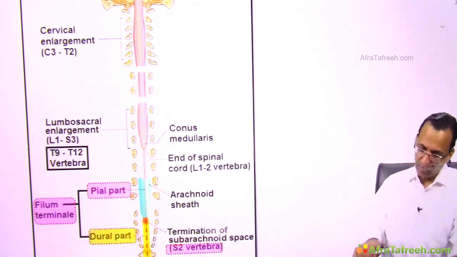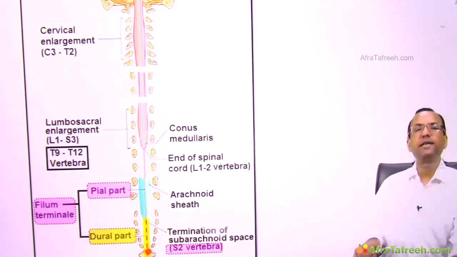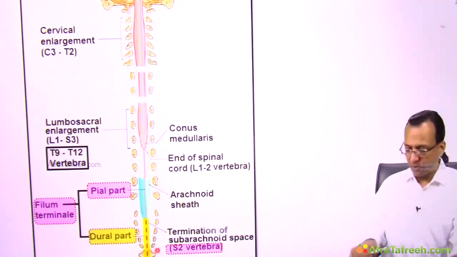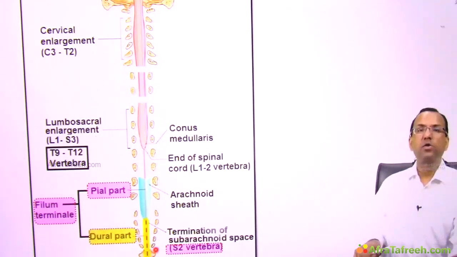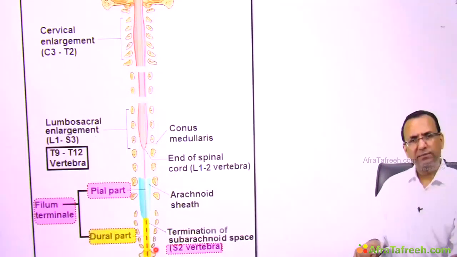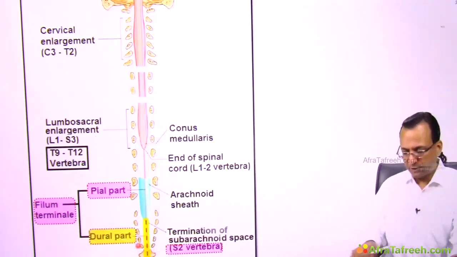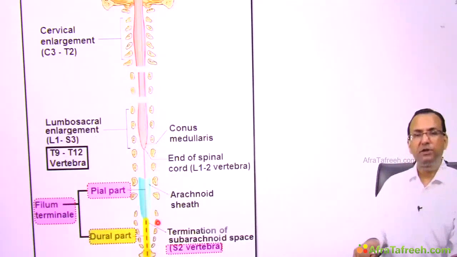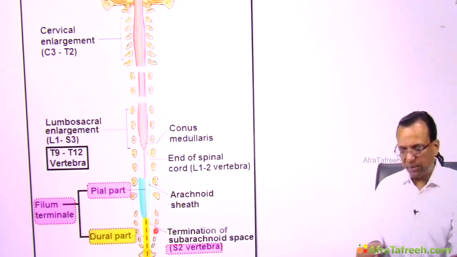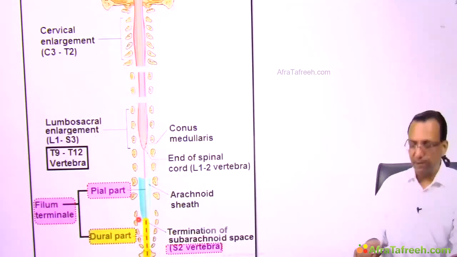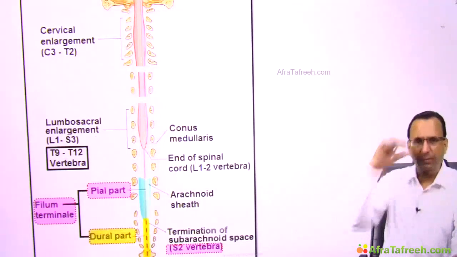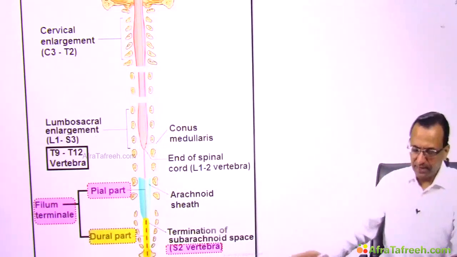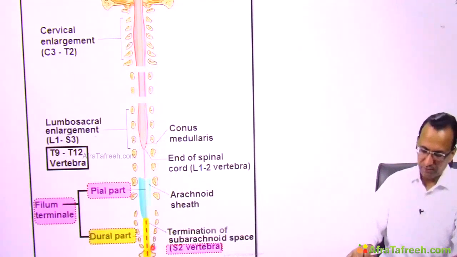And what is the dural part? The dural part is additionally covered by dura mater, which becomes adherent to the filum terminale. Pia mater was already covering it, and additionally dura mater has come and is closely covering the filum terminale. I can't understand what is happening. Can you draw a diagram for that? Yes, let us draw the diagram. But the dural part is short in length and it is below the S2 vertebra level.